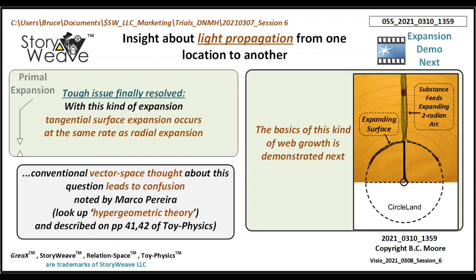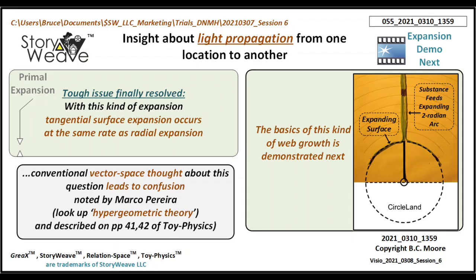So in this kind of expansion, it resolves a really tough issue: how does light travel on the surface, and how does that relate to the rate of expansion? I mention Marco Pereira again, because he has work on this, and I've done work on this, and I ran into the same confusion that he shows in there. This is a confusing issue.